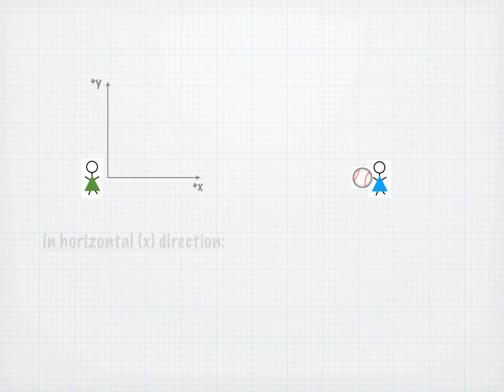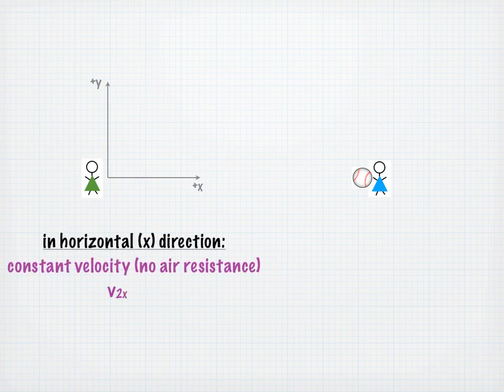In the horizontal or x direction, the ball doesn't slow down in the absence of air resistance. That means that its velocity stays constant throughout the motion. Remember that acceleration is the change in velocity over time, so if there's no change in velocity, the acceleration in the x direction is 0.